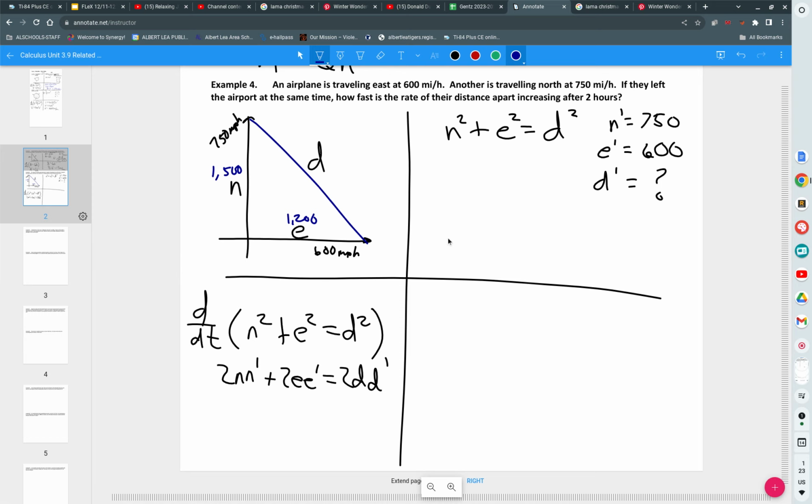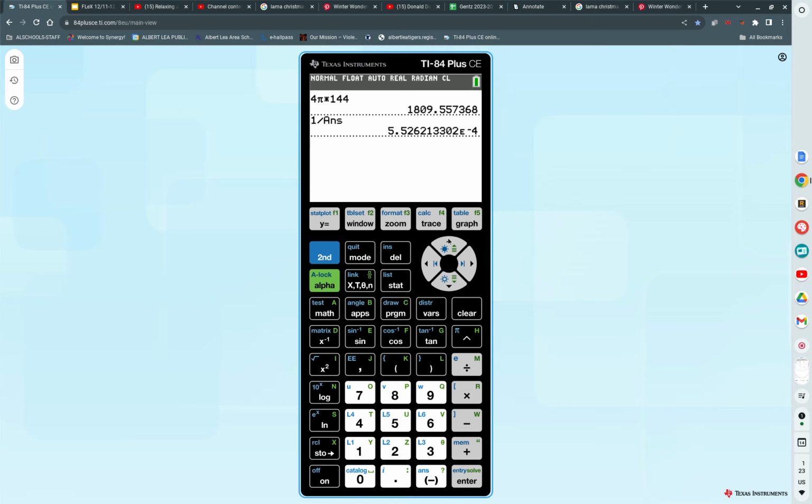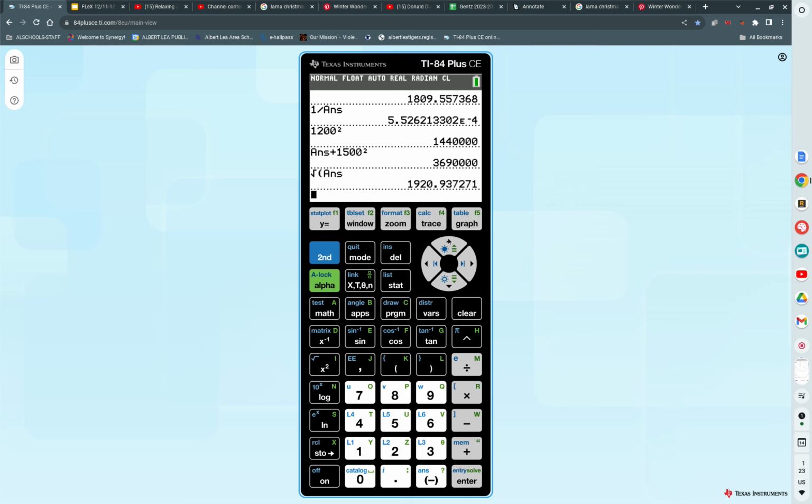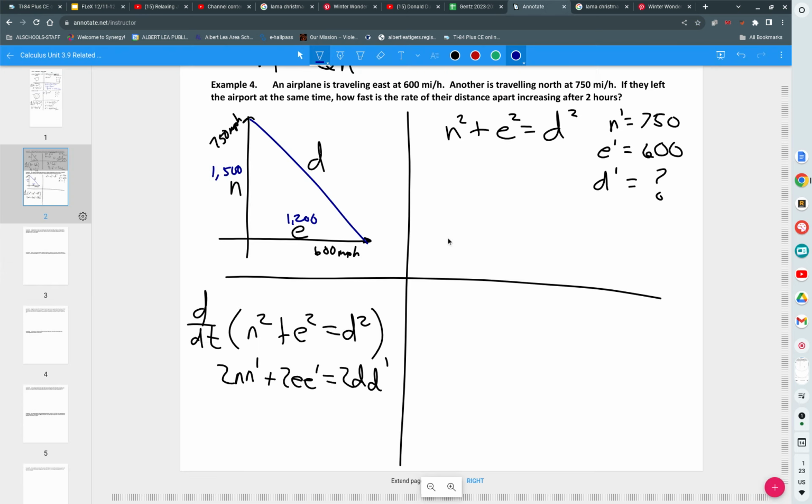Notice that we're also expected to find d. Could we find d? Yeah. If we know we have 1,200, 1,500, we use the Pythagorean theorem to figure out d. I'll do that. We have 1,200 squared plus 1,500 squared, and then I will take the square root of the answer. And I get 1,920.9. We'll finish that problem off tomorrow.